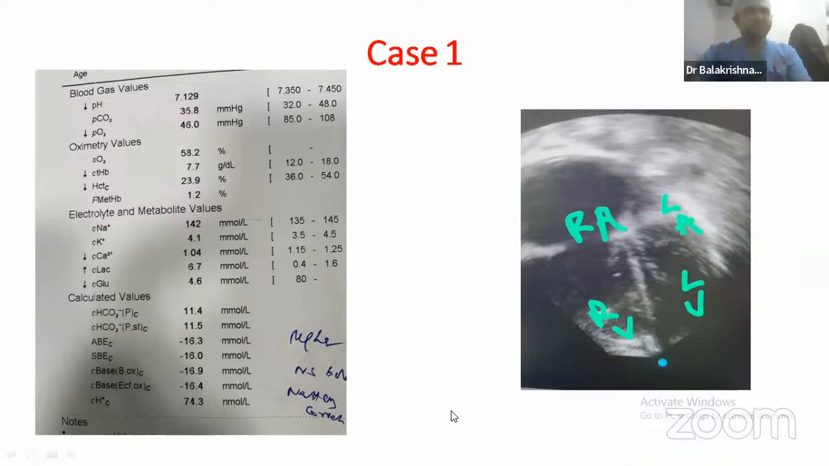Usually we have the facility of doing echo here, but most centers don't have an echo machine available in their own units. So our initial suspicion was completely ruled out after seeing the echo. The echo was showing complete dilatation of the RA and RV. So that's a good point.